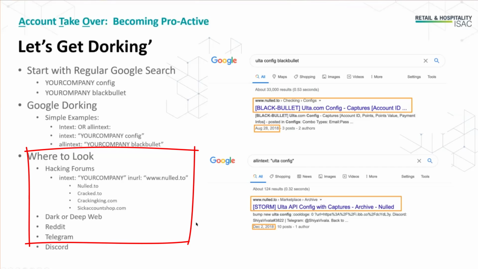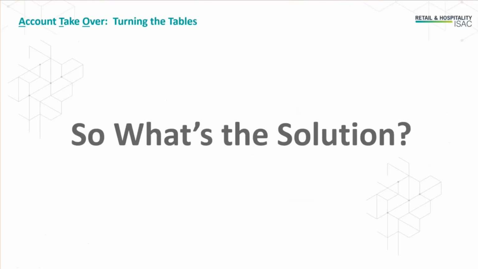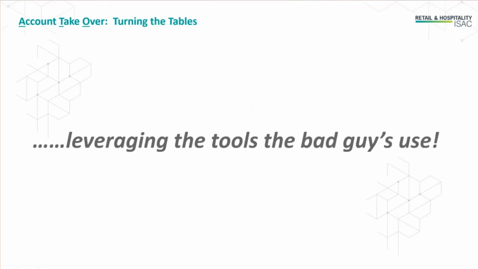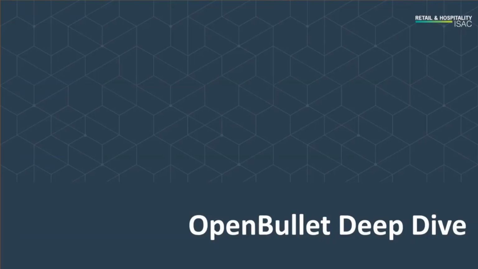So that's kind of it with Google dorking. Now, this part we can kind of skip. This is more for people that have been in there. What do we do to kind of turn the tables on these people? It's to use their own tools literally against them, just like Kali Linux. I want to use what the bad guys are using. So this is where that tool comes in with OpenBullet.